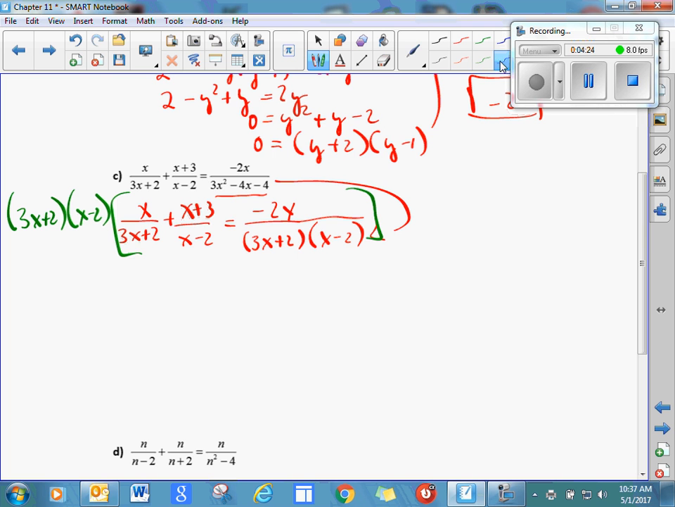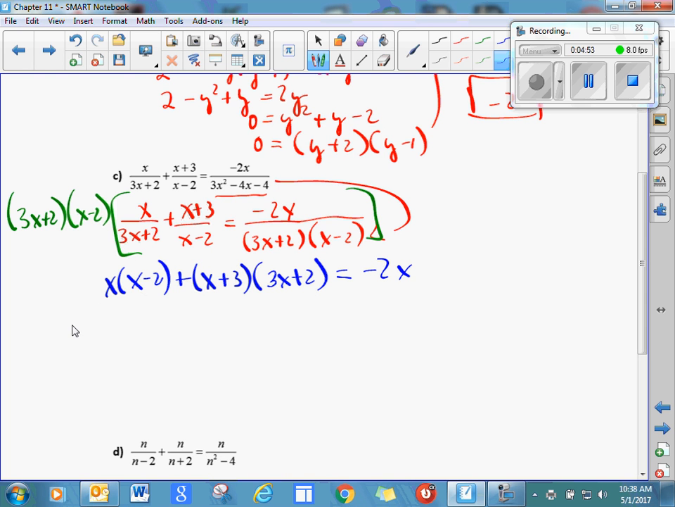So when we do that, in this first term, the 3x plus 2's cancel, and we end up with x times x minus 2. In the second term, the x minus 2's cancel, so you can see we end up with some distribution that we're going to need to do in a second. On the other side of the equal sign, everything cancels. So we're just left with the minus 2x we started with in the numerator.